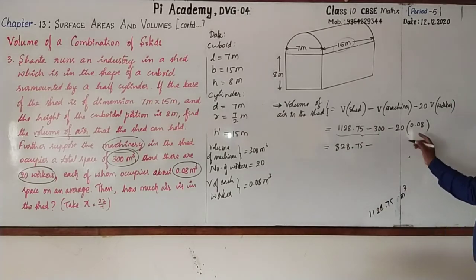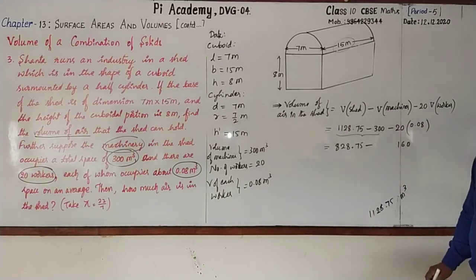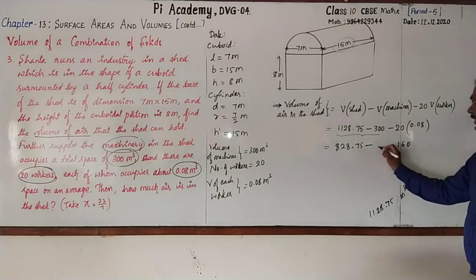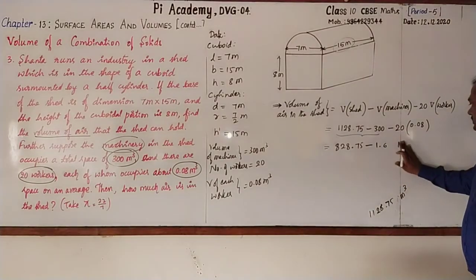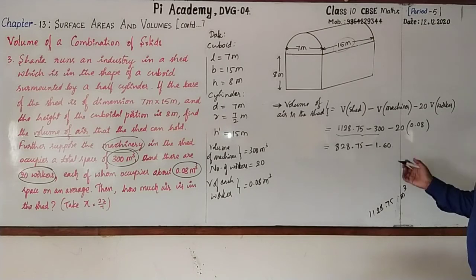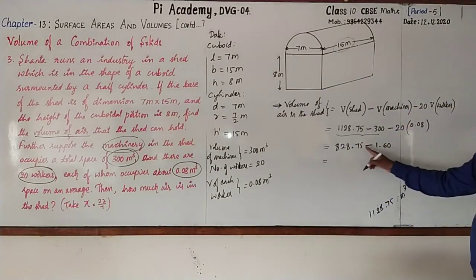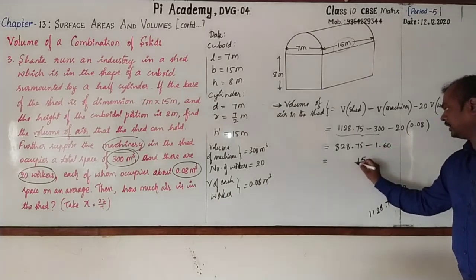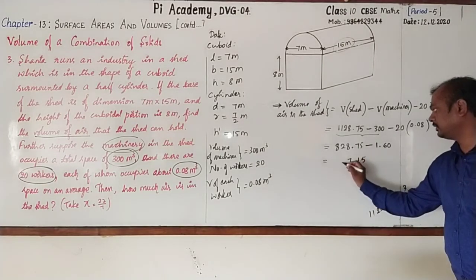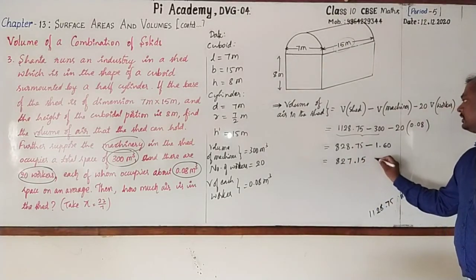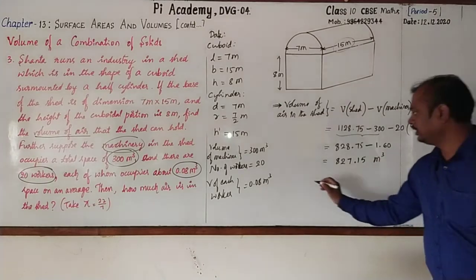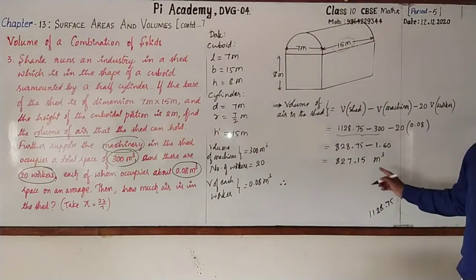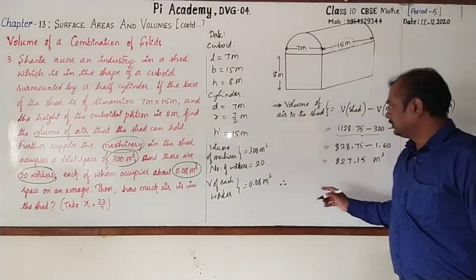Now multiply this, it will be 8 zeros are 0, 8 twos are 16. After decimal, 2 digits, it is 1.60, 1.6 meter cube. This is equal to, now subtract, 5 minus 0, 5, 7 minus 6, 1, 8 minus 1, 7, 8, 827.15 meter cube. Followed? Okay, let's go for writing the conclusion. Copy up to here. Hope that you have written.